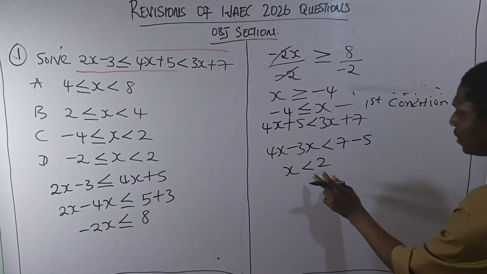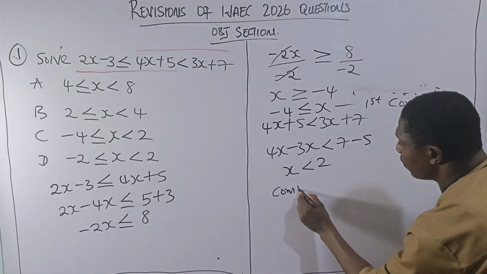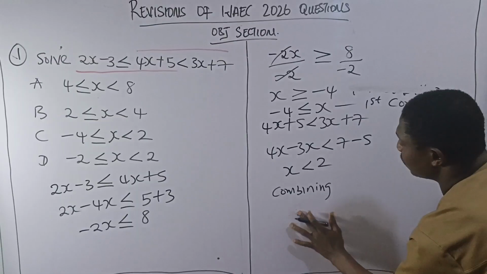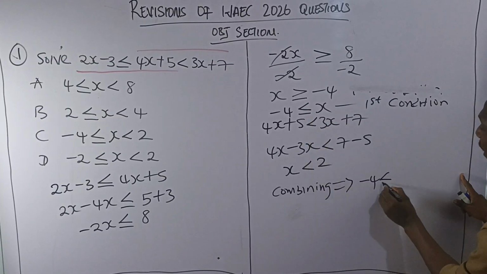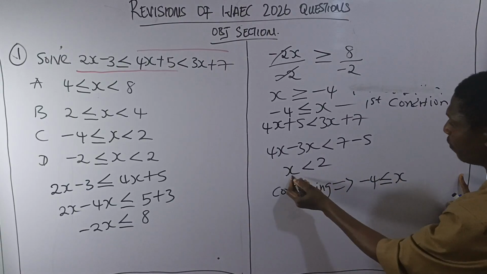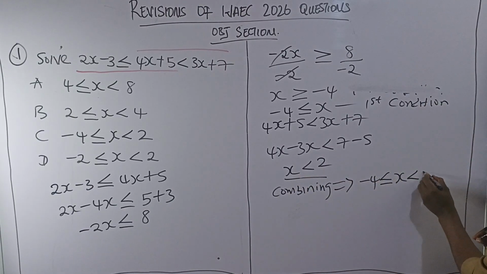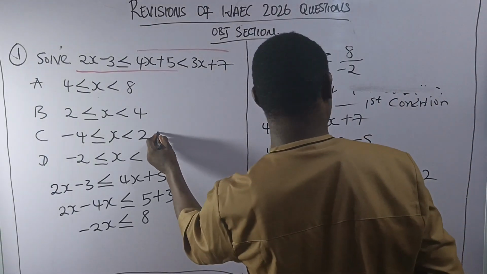And this becomes my second condition. So combining therefore gives me minus 4 less than or equal to x, and I'll pick this also. I've already gotten x, so I don't need to repeat x, less than 2, which corresponds to my option C.